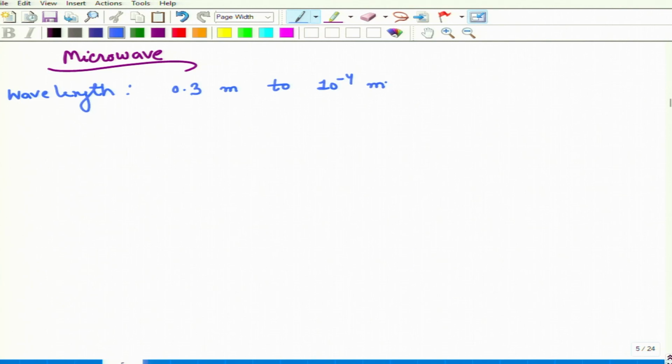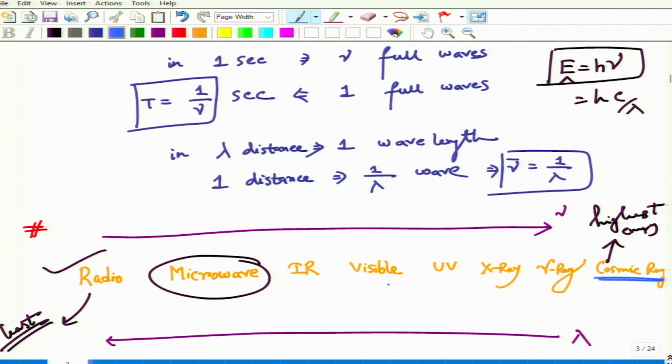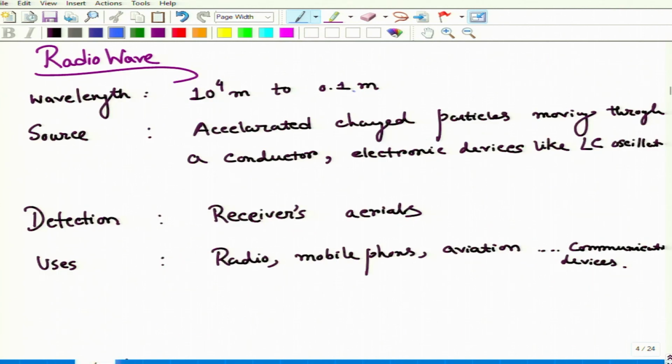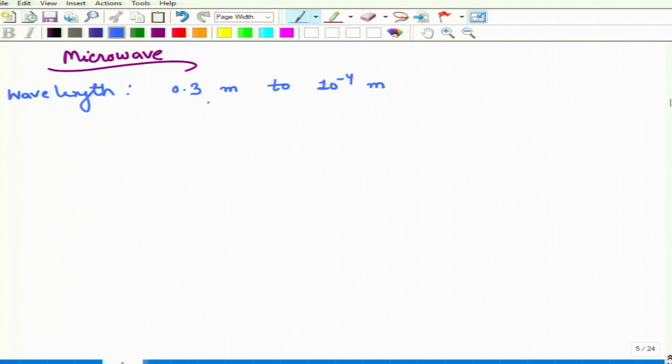You should notice that as I go through this direction, the lambda is decreasing, right? For radio wave it is 10 to the power 4 to 0.1. Now it decreased to 0.3 to 10 to the power minus 4 meter.